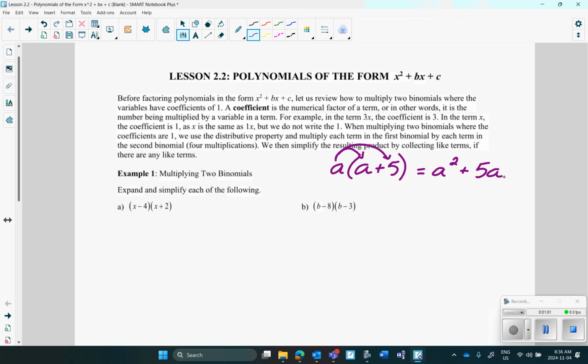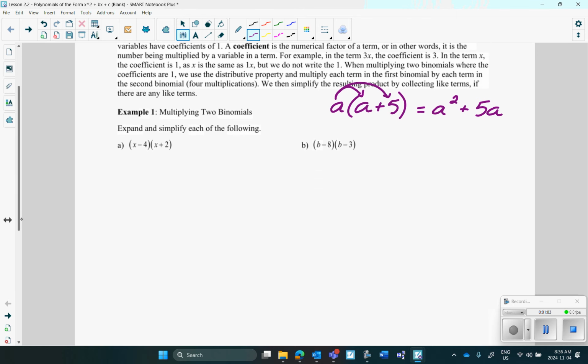But we haven't seen one like this, where we multiply a 2-term polynomial by a 2-term polynomial, or a binomial by a binomial. Any idea how you might multiply it? Like if this was just x times x plus 2, you do x times x, x times 2, right? What do you think you do with this one? Same thing, times this, times this. So you do 4 multiplications.